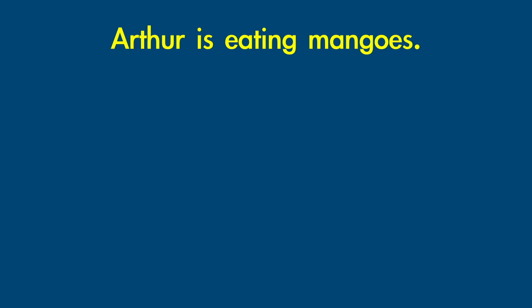Arthur is eating mangoes. How do you say this in Filipino? First, you have to identify what the nouns in the sentence are. The first noun is Arthur. Arthur is used as simuno or the subject in the sentence. So, in Filipino, what noun marker will you use? So, it will become si Arthur. Is eating in Filipino is translated as ay kumakain.